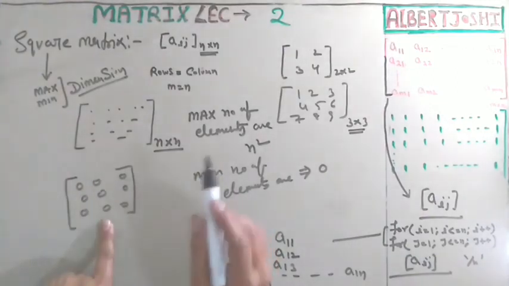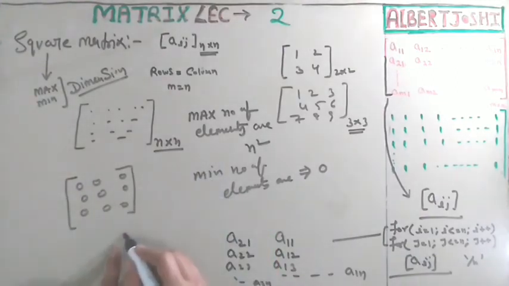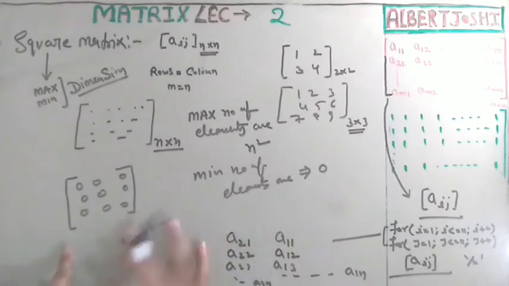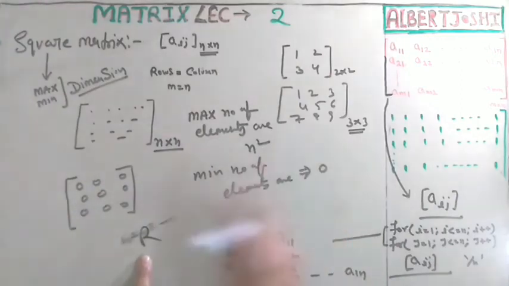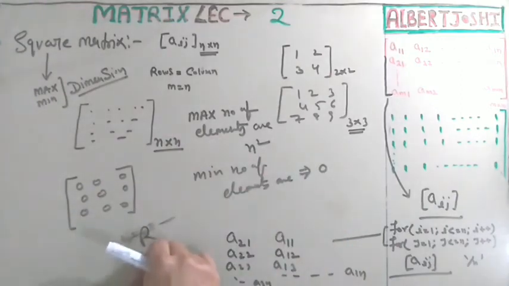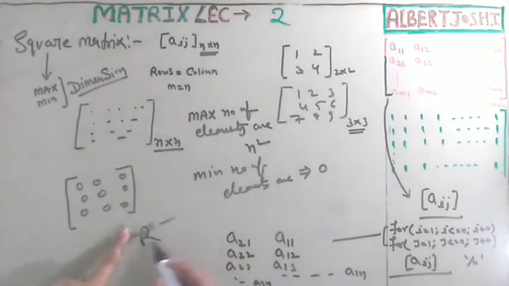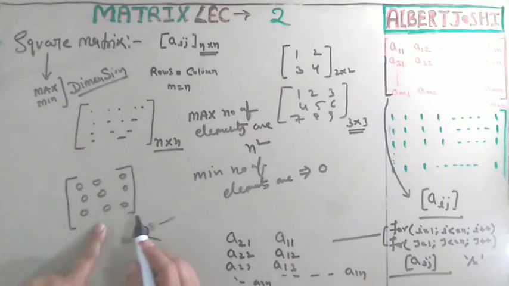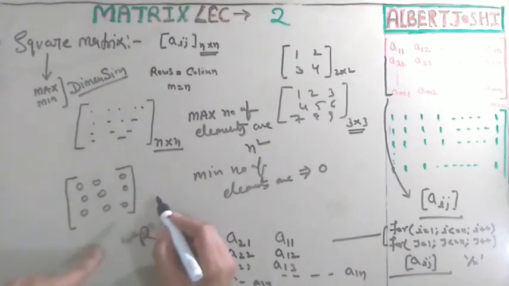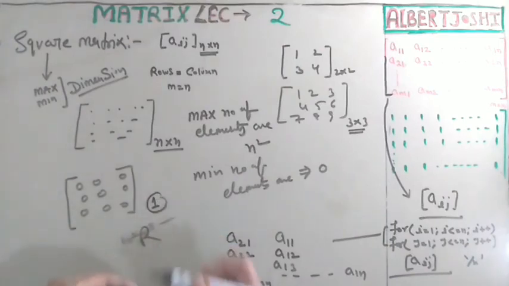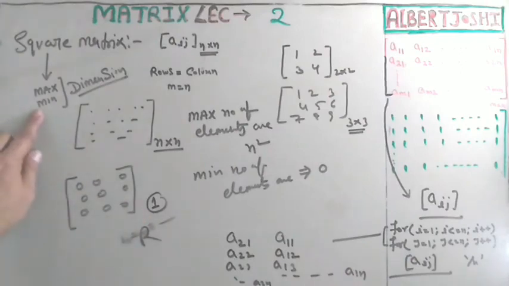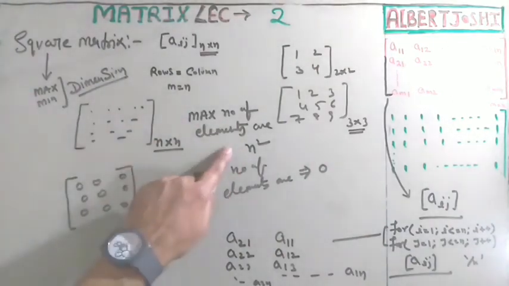So only one number. Numbers means 1, 2, 3, and so on, infinite, the real line you can say. There are an infinite number of elements. So how many elements have we picked from this real number or complex number set? Only one element we have picked. So for the null matrix, the minimum number of elements that can be placed in a square matrix is only one. So this is the dimension of the minimum number of elements and this is the dimension of the maximum number of elements.